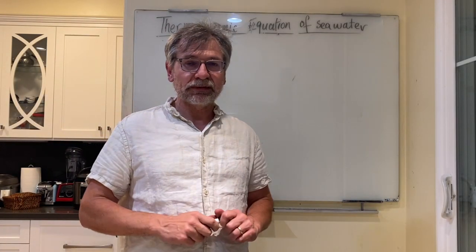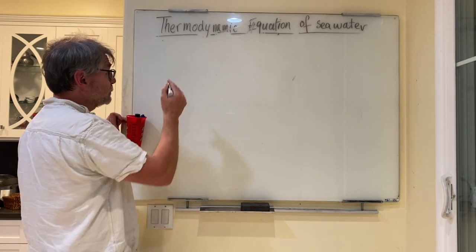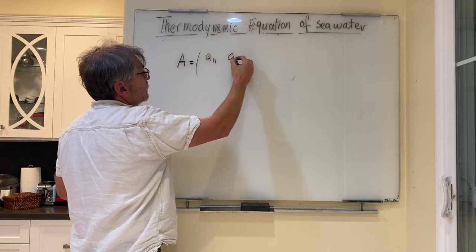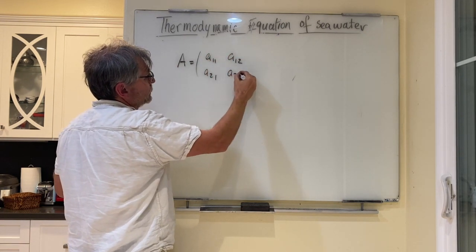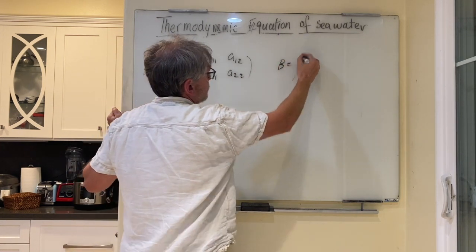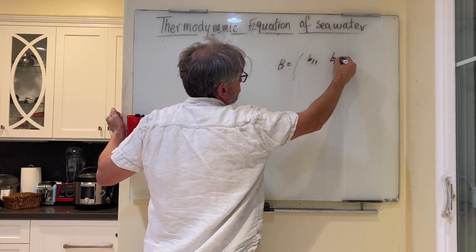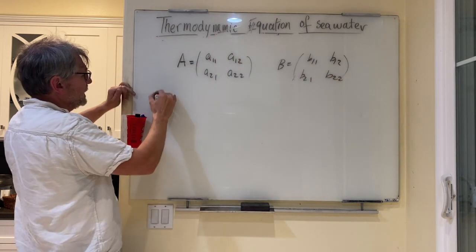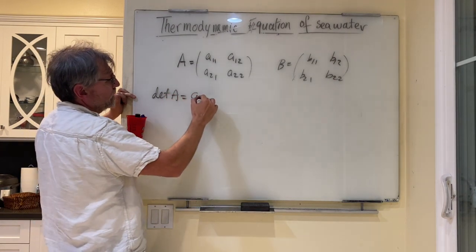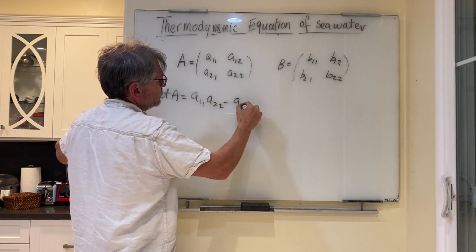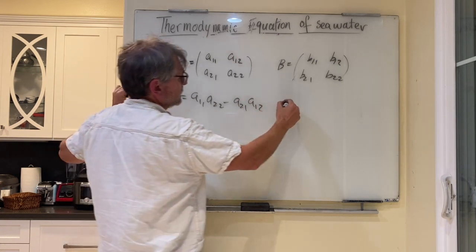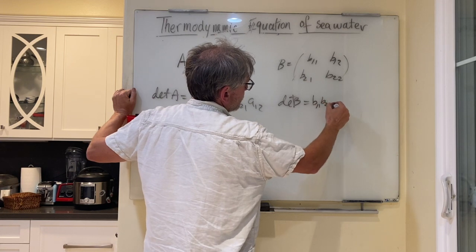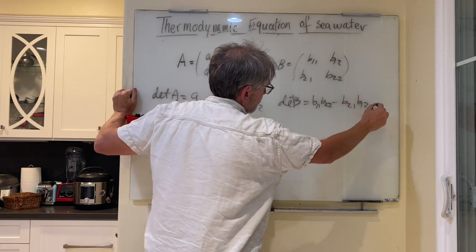All right, more properties of determinants. If I have two matrices, A, which is defined as A11, A12, A21, A22, and B, which is equal to B11, B12, B21, B22, I can compute the determinant of A. That's just A11 A22 minus A21 A12. And I can compute the determinant of B. That's B11 B22 minus B21 B12.